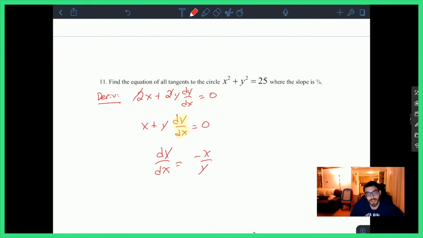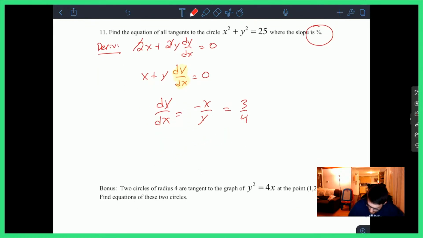Now, I actually told you what I wanted the slope to be. I wanted the slope to be 3/4. So what I'm going to do in this problem is set my derivative equal to positive 3/4. Really what I need to do is create some kind of an expression for x and y using this. So I'm going to cross multiply here, and we're going to call this negative 4x is equal to 3y. It doesn't matter too much which variable I decide to solve for, because I have the equation of both variables up top.